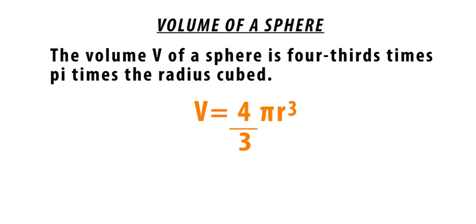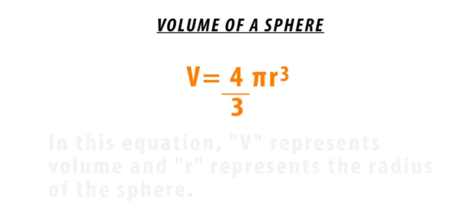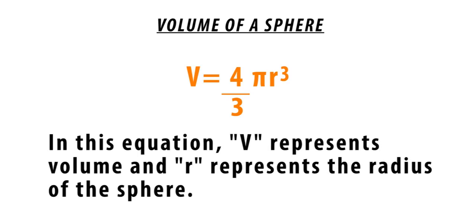Let's look at how to calculate the volume of a sphere. The formula, as we have already said, is V equals 4/3 pi r cubed. In this formula, V represents the volume and r represents the radius of the sphere. So when a problem is given, you have to identify the radius of the sphere. Let's look at an example.